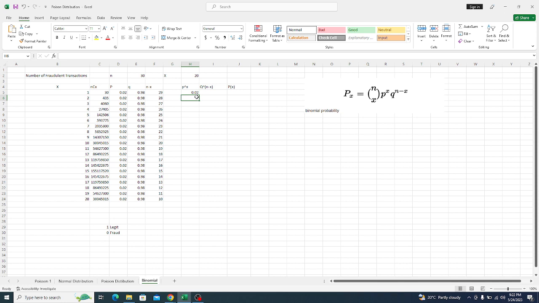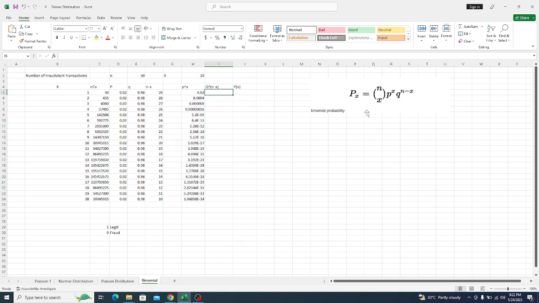Okay, and with that you can also drag it down. Okay, then after that we need what? Q raised to n minus what? Q raised to n minus x. So it will be equal to q, which is this one, raised to n minus x, and then calculate that. So with that we have all the values we need to calculate now the final probability.